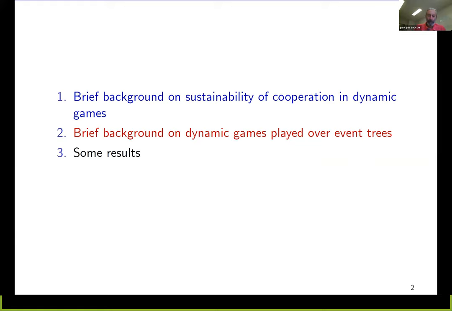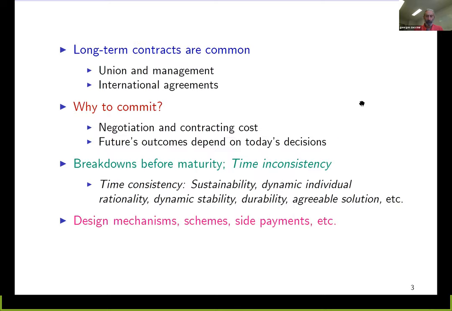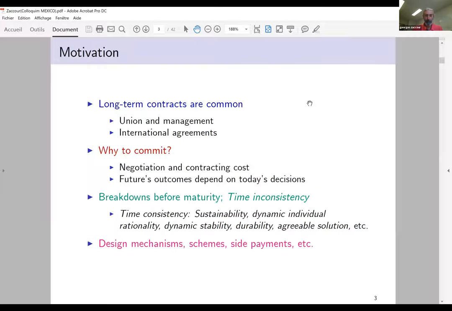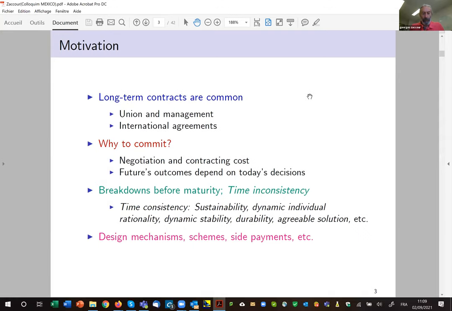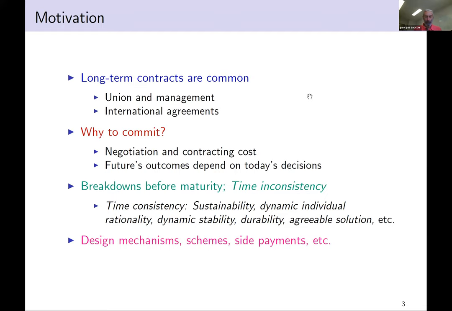So I'll start by giving some background on sustainability of cooperation in dynamic games, and after that I will introduce the special class of dynamic games I'm interested in, and I will show some results. Please interrupt me whenever you want. If you have a question or a comment, you would be most welcome to make them. Let me see if I can skip to. Yes, now. Okay, as a motivation for the class of problems I'm interested in, let me make some comments.